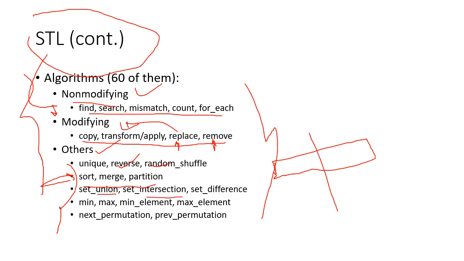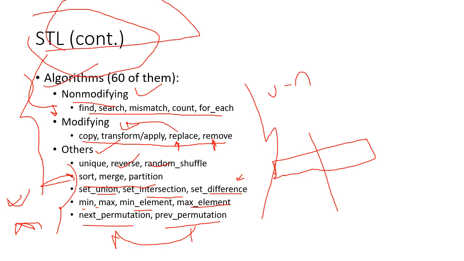Union, you know what union contains, all the values. Intersection just carries the common values of the two given sets. Then difference, what are the differences in between. Next is minimum element, maximum element. Then next permutation and previous permutation. These are the things which come under the algorithm section of the standard template library.